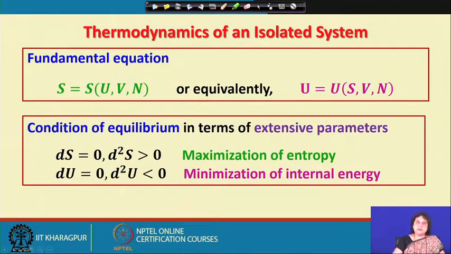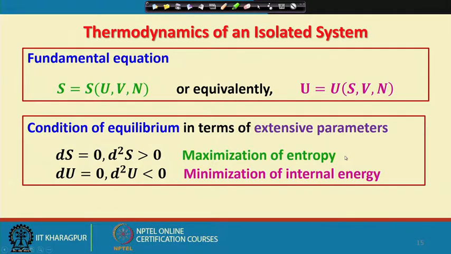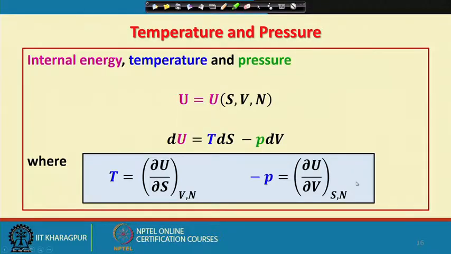There will be a maximization of entropy when the system undergoes a change in state and reaches a new equilibrium state, and if the system undergoes a change in state and arrives at a new equilibrium state, in that final equilibrium state there will be a minimization of the internal energy.